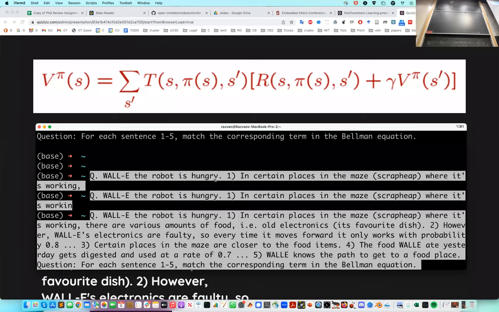Pi is the policy. No, it's not the exponent. It's the policy. It's basically the value of this state under the policy pi. I know, it will become more clear. But this is basically an action that is given by the policy, and this is the value under the policy.